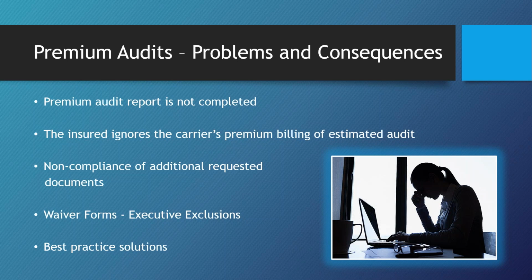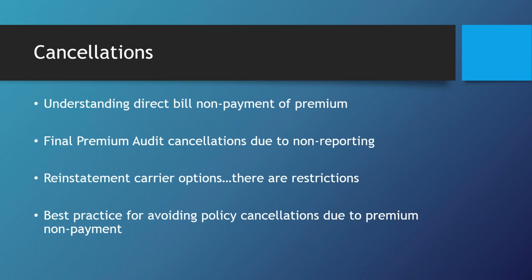And then lastly, okay, we'll be covering what we never want to happen, which is cancellations. The carrier will send out cancellations for the following reasons. It can be due to non-payment, non-reporting, or even a material change. Non-payment is pretty self-explanatory. If the insured does not make a payment on their policy or they're past due on an installment, that cancellation notice will be sent out.